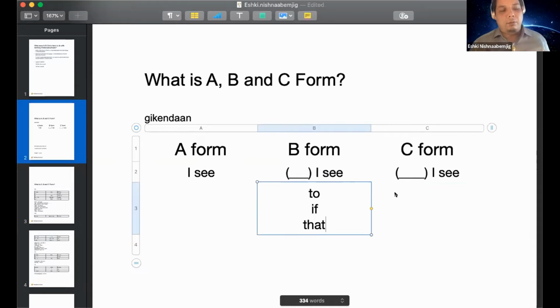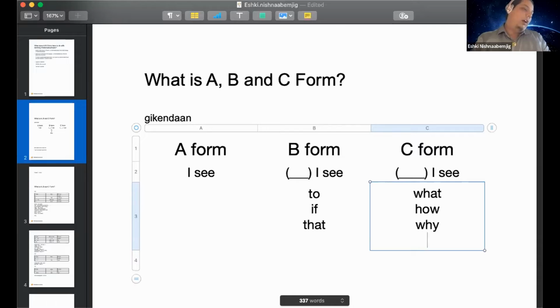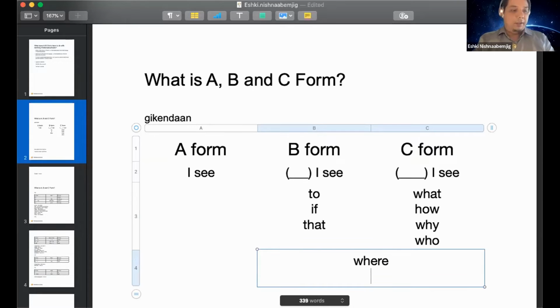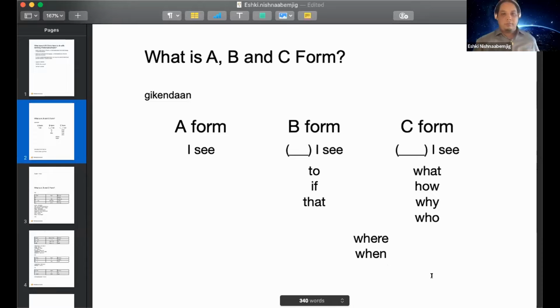Okay. And then when we go to C form, and there's a couple more words, we get words like what, how, why, who. Okay. And between B and C form, we're going to get words like where and when. With me so far?